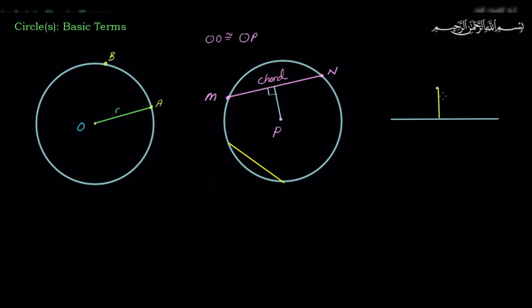So if you want to know how far this point is from this particular line, you don't calculate that distance or that distance or that distance, right? You would calculate the closest distance, or the perpendicular distance. So the distance from a point to any particular line is the perpendicular distance from the point to that line. So the same way, the distance from the center to the chord is the perpendicular distance from the point to the chord.